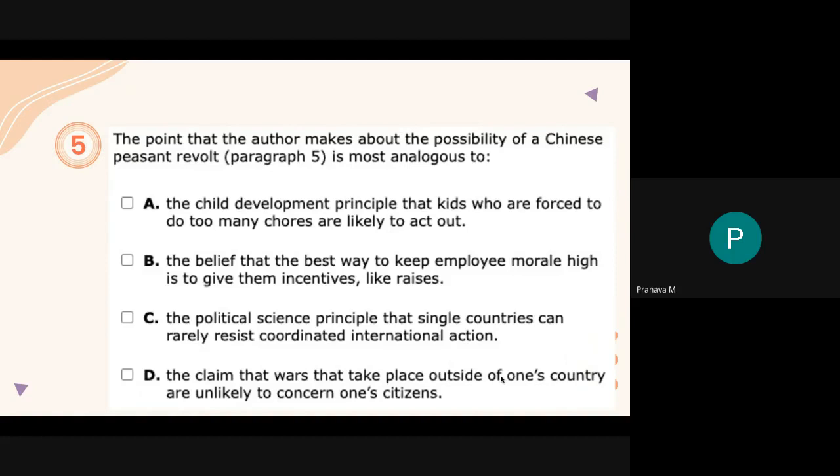And lastly, D, the claim that wars that take place outside of one's country are unlikely to concern one's citizens.